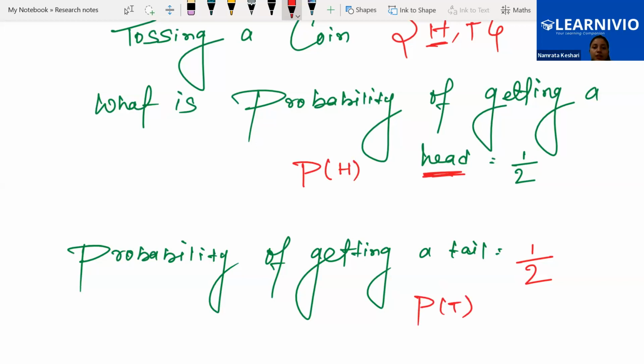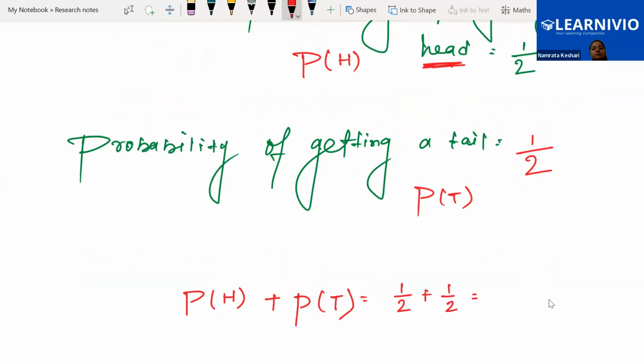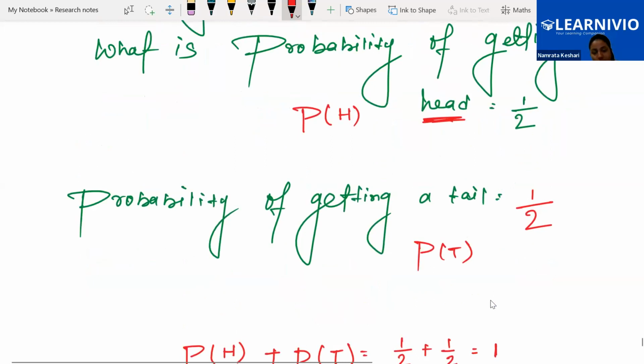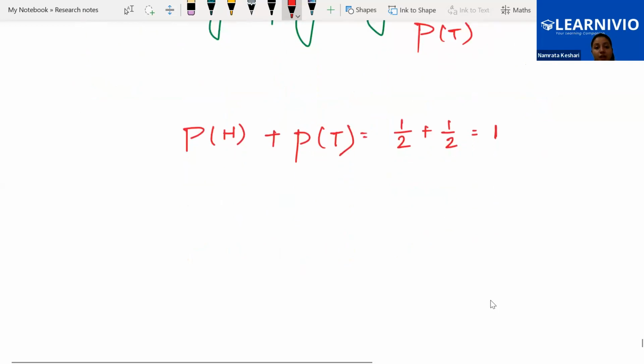Now, can you see here, when we are adding the probability of getting a head plus the probability of getting a tail, what are we going to have? Please tell me. 1. 1, right? When we take probability of head plus probability of tail, 1 by 2 plus 1 by 2, that is giving us 1. We can also write it this way.